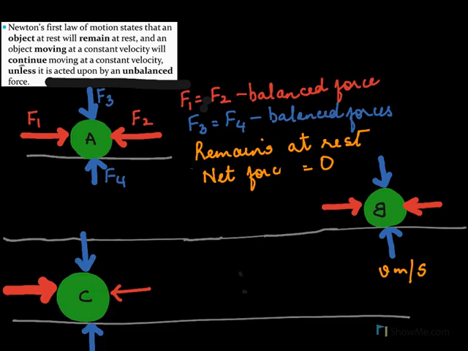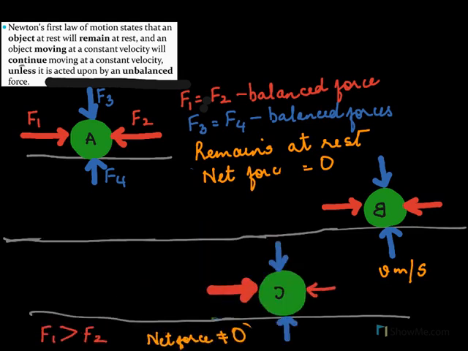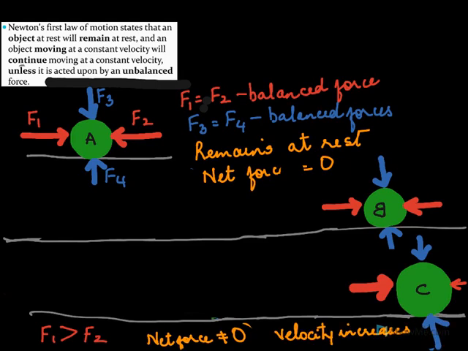In my third example of the body C, the forces F3 and F4 are balanced. However, the forces F1 and F2 are not balanced because F1 is greater than F2. There is a net force acting on this body. So here the net force is not equal to 0. What would happen in this case? Your object will start moving with an increasing velocity. The velocity will not stay constant. Thus we see that an unbalanced force causes motion.